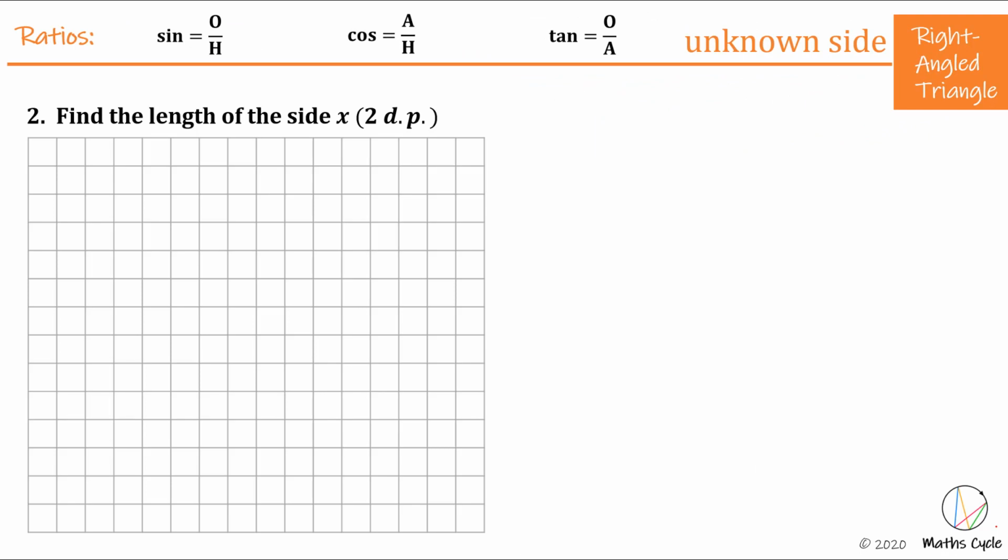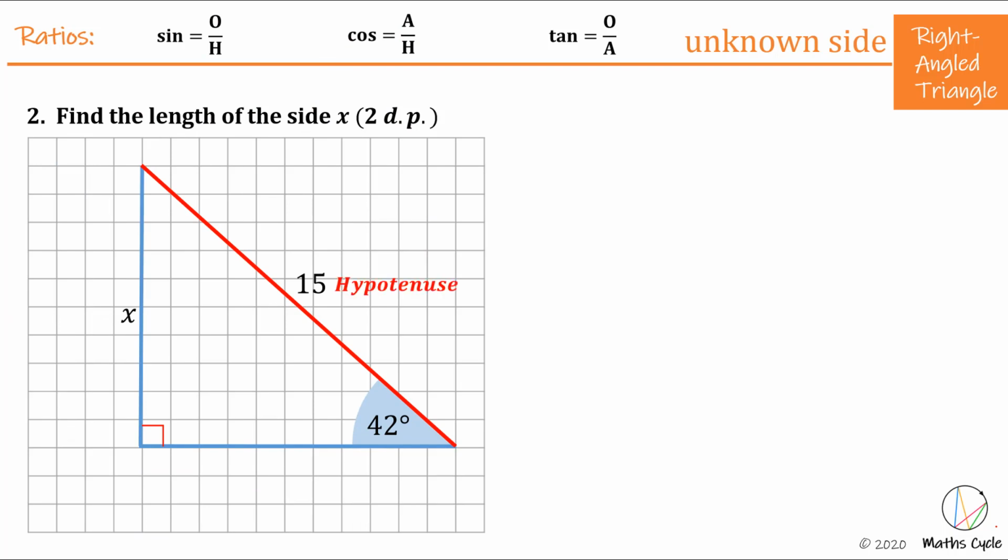Example number 2. Find the length of the side x correct to two decimal places. So the first thing we do is label. Opposite my right angle is my hypotenuse, opposite my angle is my opposite, and my remaining one is my adjacent. So what two sides are we going to use? We're going to use the opposite because we're looking for x, and the hypotenuse because we know it's 15. So what ratio are we going to use? We're going to use sine because it is opposite over hypotenuse. So we're going to use the sine ratio to build our solution.